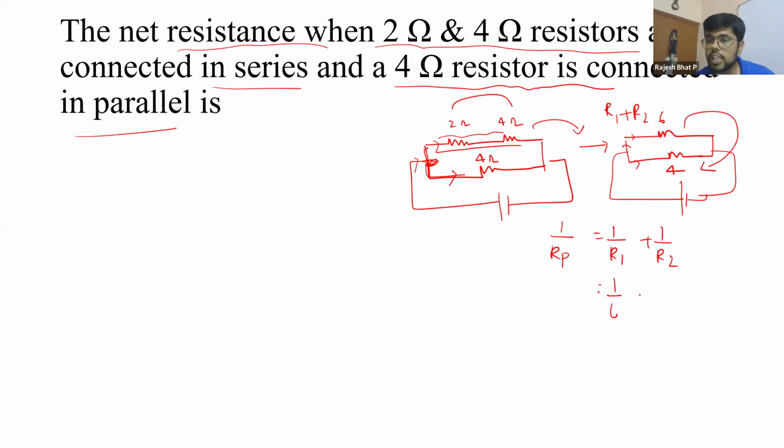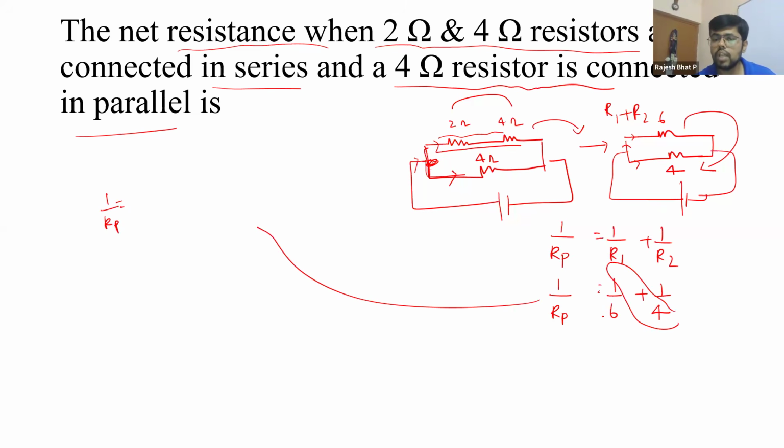Therefore 1 by 6 plus 1 by 4. Now you might ask, sir, I don't know LCM and all, I get confused. Don't worry, there is a very simple technique. We call it the butterfly method. This one you multiply with this one here, and multiply the numerators. This is called the butterfly method. So 4 multiplies the numerator here. 4 into 1 is 4 itself. 6 into 1 is 6 only. Denominator, multiply both of them, which is 24.